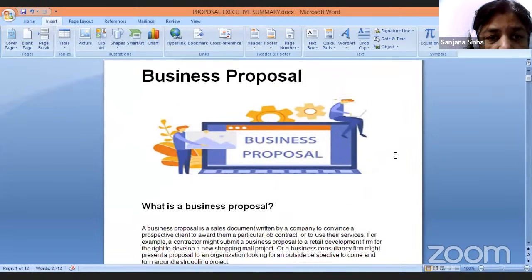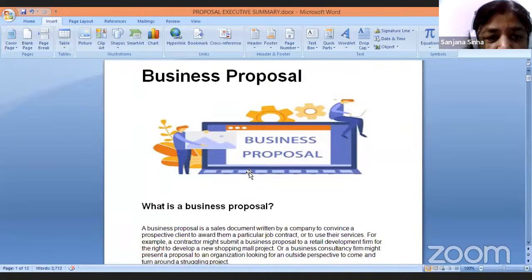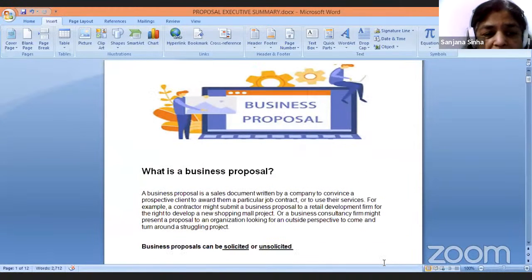Business proposal. So there is a picture in this. You see a person who is writing a proposal and he is presenting a proposal, a business proposal for his benefit, for the company's benefit. So क्या है? Write on the question. What do you understand by the term business proposal?